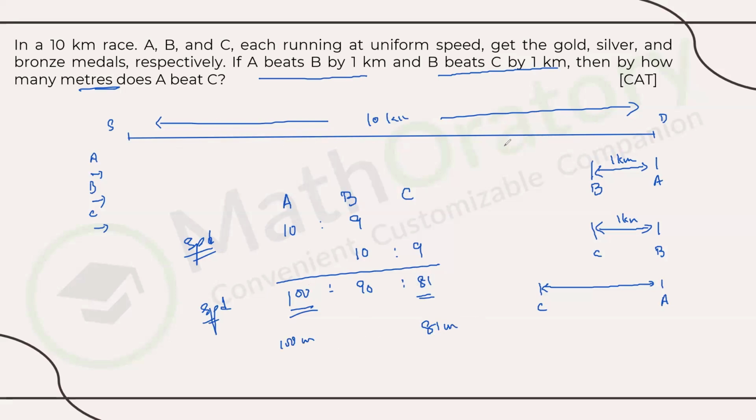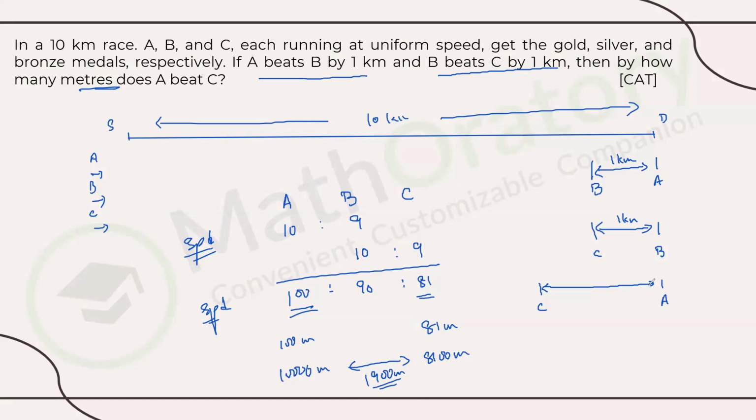It's of 10 kilometers. 1 kilometer is 1,000 meters, right? So 10 kilometers would be 10,000 meters. So this is multiplied by 100. So multiply 100 here. So C will cover 8,100 meters by that time. So A and C are covering these distances in the same time. So the gap between that should be our answer.